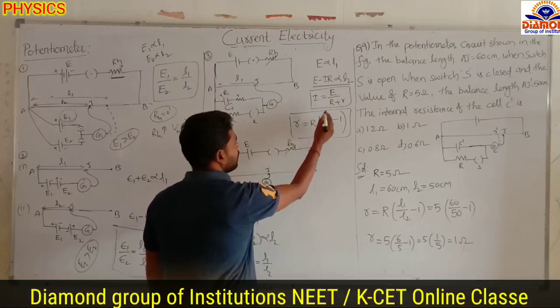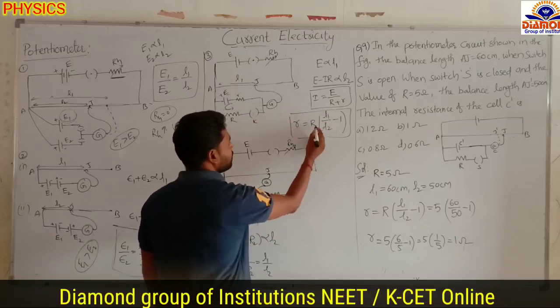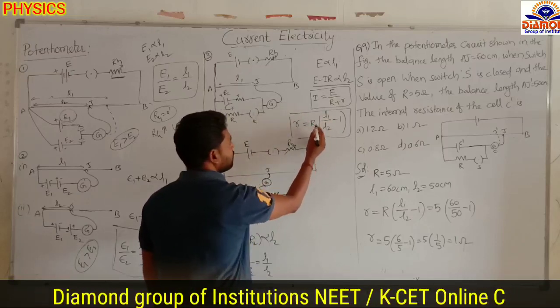The question is: in the potentiometer circuit shown in the figure, the balance length AJ equals 60 centimeter when switch S is open. When switch S is closed and the value of R is 5 ohm, the balance length is AJ dash equal to 50 centimeter. The internal resistance of the cell is? So we have to remember this formula, r equal to R into (L1 by L2 minus 1). R value is already given as 5 ohms.